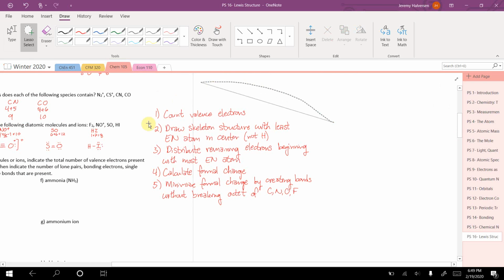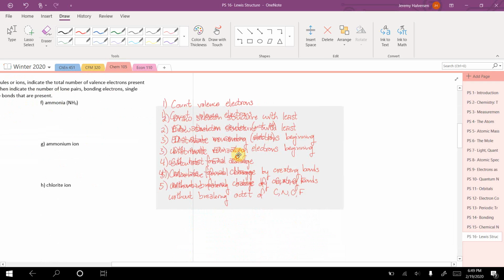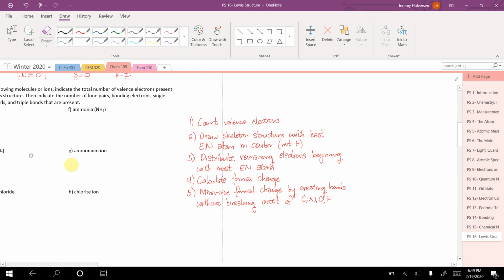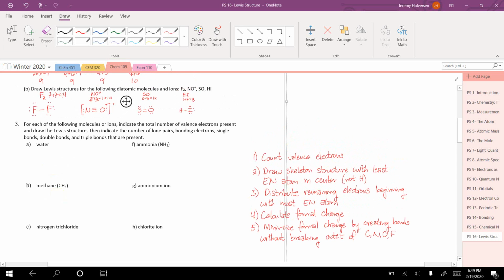Now, there are other rules you could follow with these simple molecules. You could just pay attention to satisfying their octets, but I believe in using one set of rules that work all the time. And as a result, that's why I'm going through a little bit more complicated process for these easier molecules.